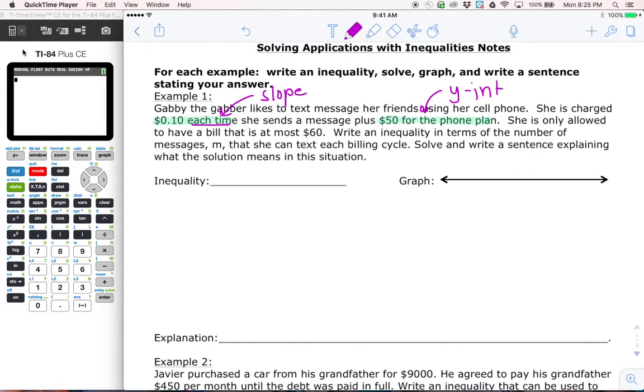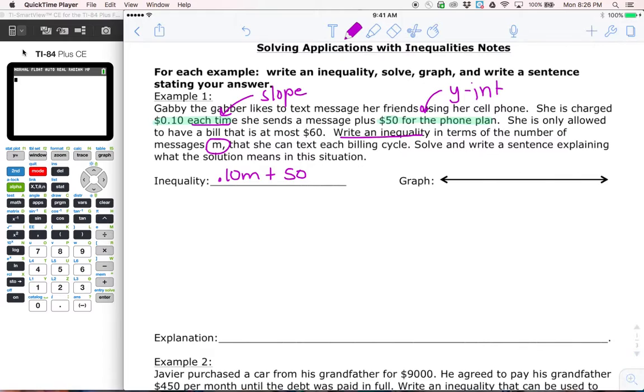All right, we're going to write an inequality. So what I want to do right now is use this: 0.10m, for messages, plus $50. So we already got most of this thing, but now we need to talk about the rest of it. She is only allowed to have a bill that is at most $60. Write an inequality in terms of m that she can text each billing cycle. And then we're going to solve.